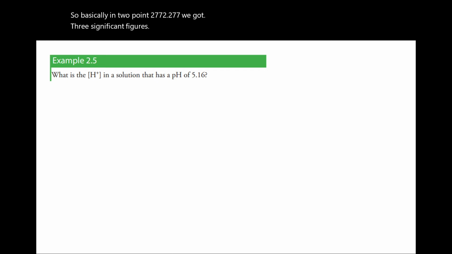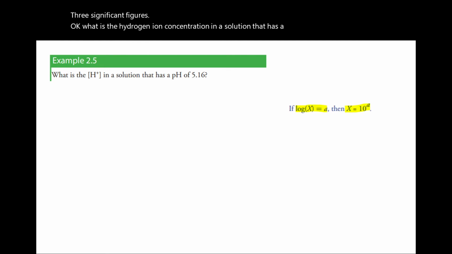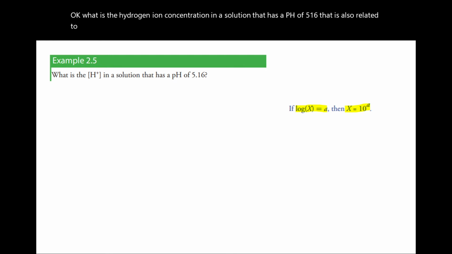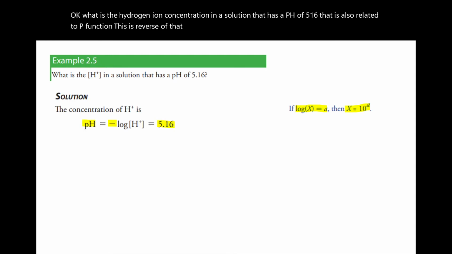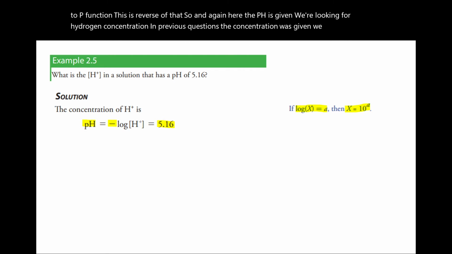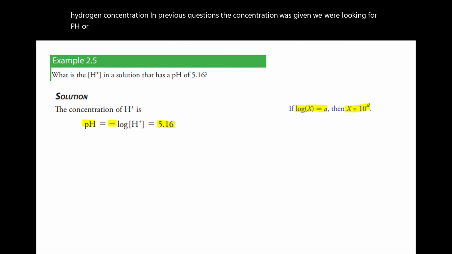Okay, what is the hydrogen ion concentration in a solution that has a pH of 5.16? That is also related to the P function. This is a reverse of that. Again, here the pH is given and we're looking for the hydrogen concentration. In previous questions, the concentration was given and we were looking for pH or PNa. So we can rearrange it.